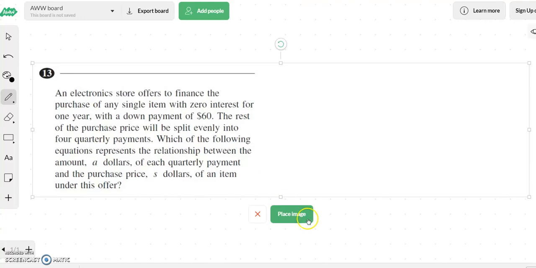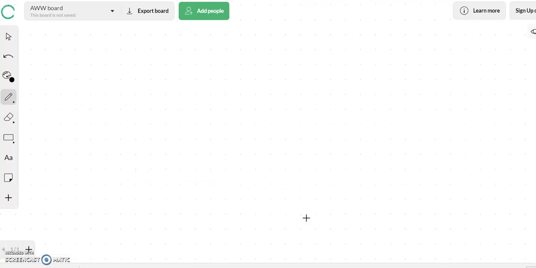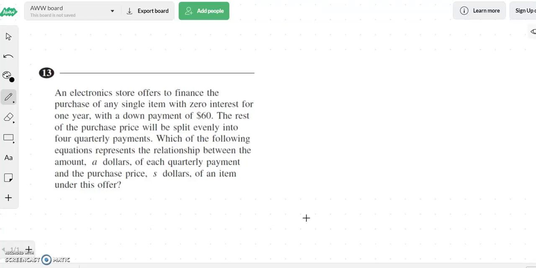It says, the electronics store offers to finance the purchase of any single item with 0 interest for 1 year with a down payment of $60. The rest of the purchase price will be split evenly into 4 quarterly payments. Which of the following equations represents the relationship between the amount A dollars of each quarterly payment and the purchase price S dollars of an item under this offer?